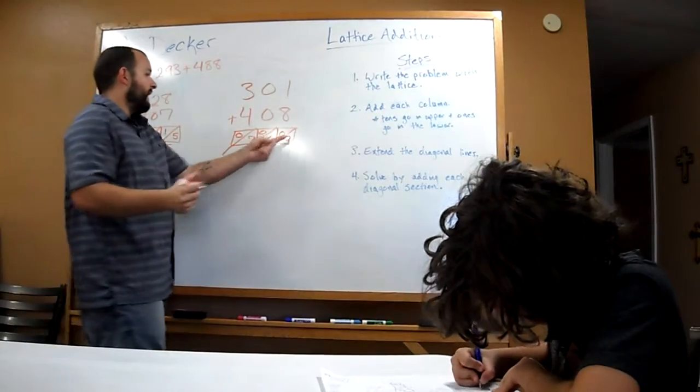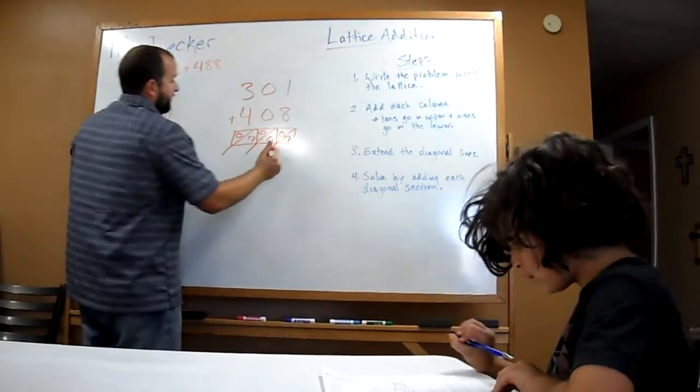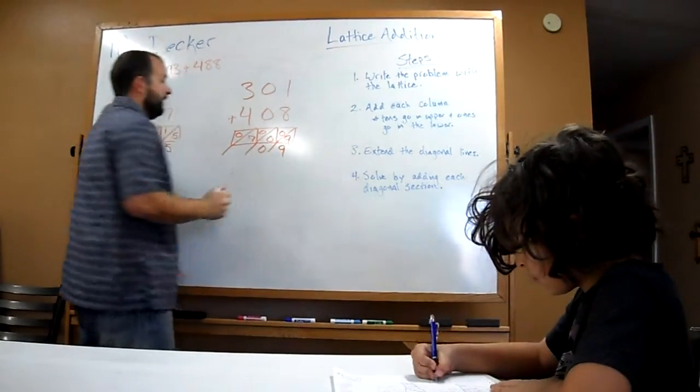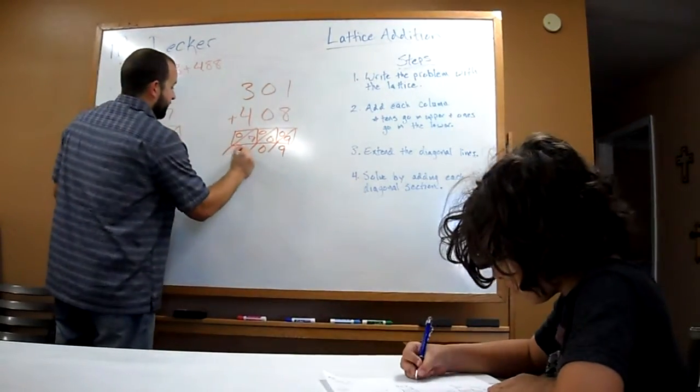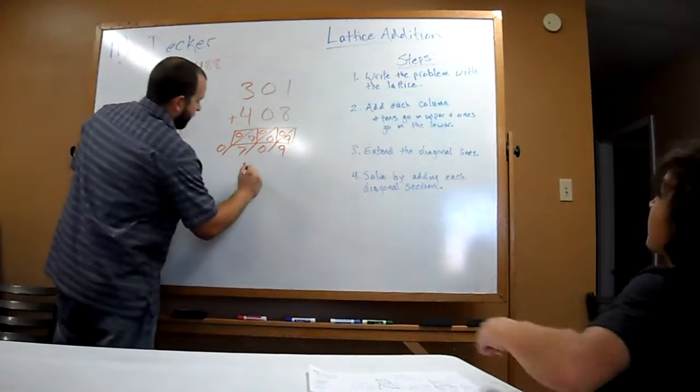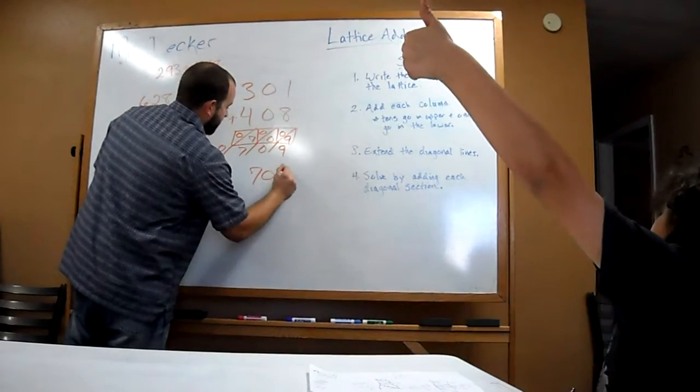And we're going to solve now by adding each diagonal row. So we have a 9 in the first one, 0 plus 0 is 0, 0 plus 7 is 7, and then we bring down our 0 because 0 plus nothing is 0. So our final answer for this one is 709.